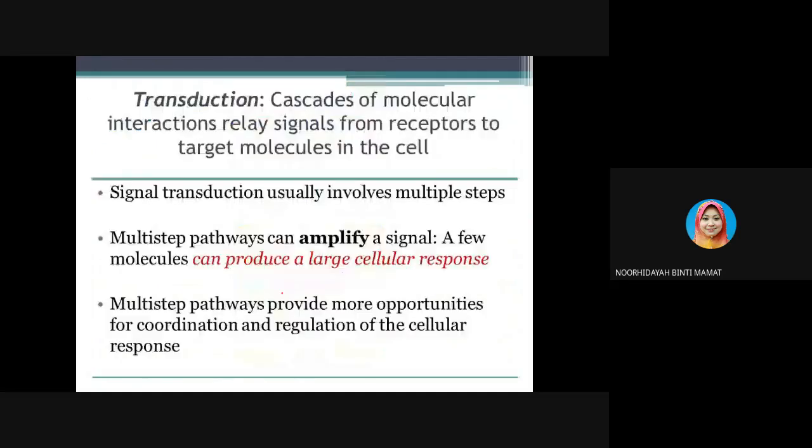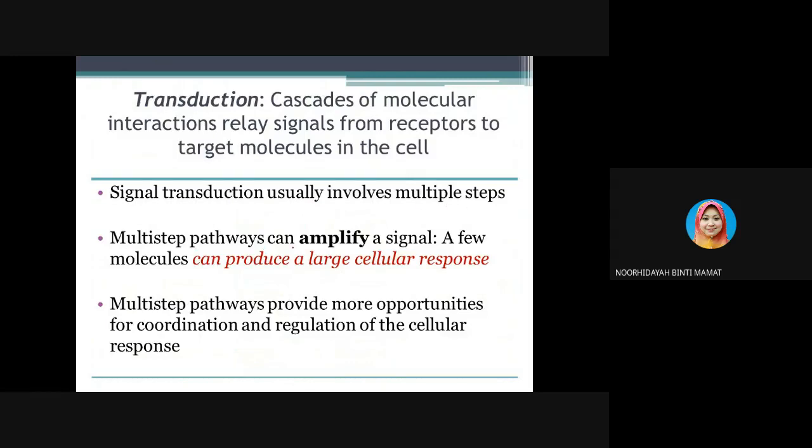So just now we were talking about the first step in cell signaling, which is the reception. So we move to the second step, which is the transduction. The transduction is a cascade of molecular interactions that relay the signal. We relay, pass on the signal from the receptors to the target molecules in the cells. The signal transduction usually involves multiple steps.